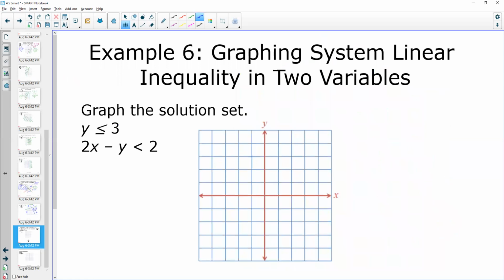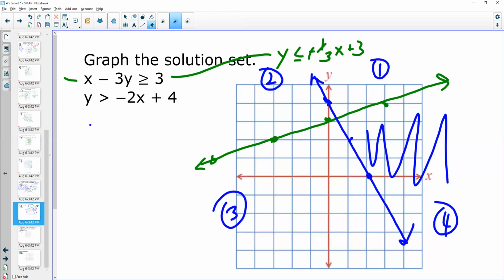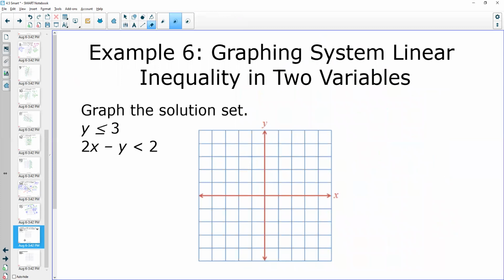So this one is y is less than or equal to 3. Oh gosh, another dashed line. That blue one should have been dashed. Forgive me. Okay, going back. Y is less than or equal to 3, so that is a horizontal line at 3. A solid horizontal line at 3.